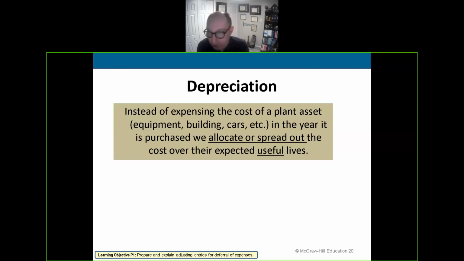We also have what's called, under assets, fixed assets. Fixed, F-I-X-E-D, fixed. Also known as permanent assets, long-term assets, long-lived assets. They all mean the same thing.